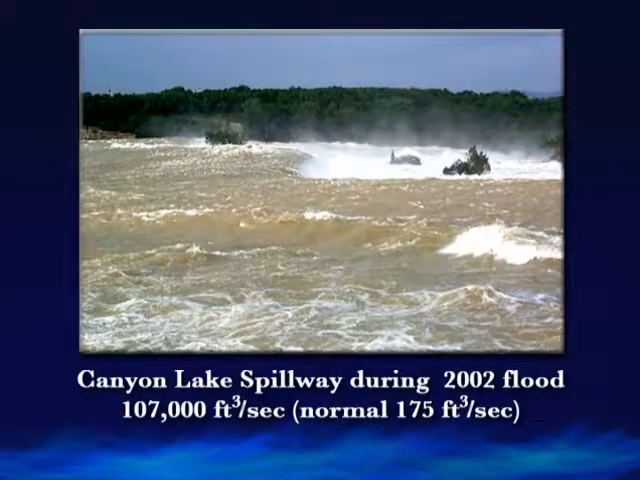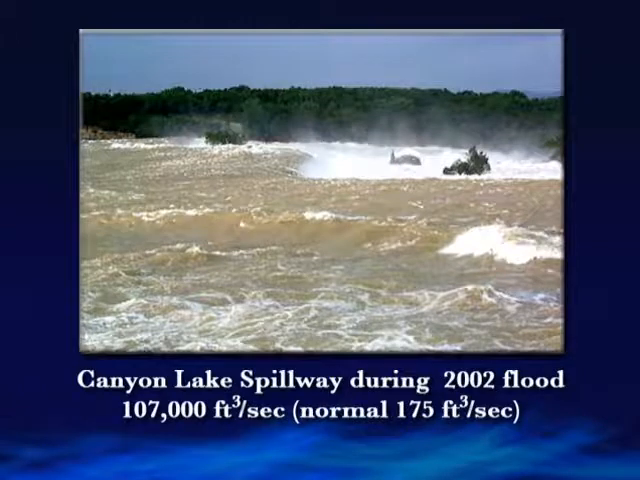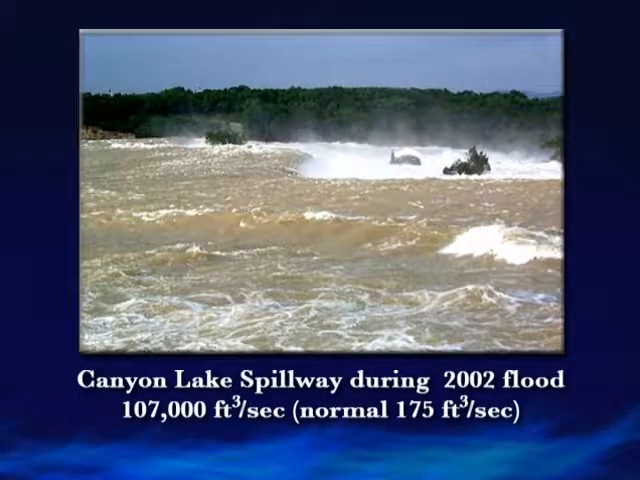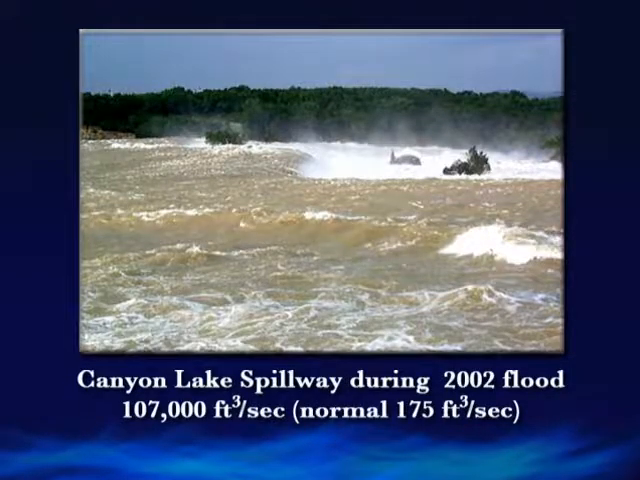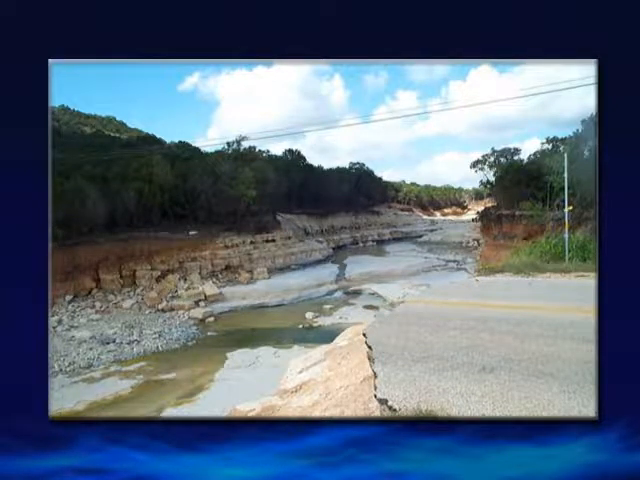change. Now we see examples of the incredible erosive power of water in many places today. Here's just an average flood in Canyon Lake Spillway in Texas in 2002. The water in this picture is moving at 107,000 cubic feet per second, which is 600 times faster than normal. Now, I wonder what kind of damage that would do. Well, we found out after the flood subsided. Here was some of the damage. Ripped right through that highway and cut down through solid rock.